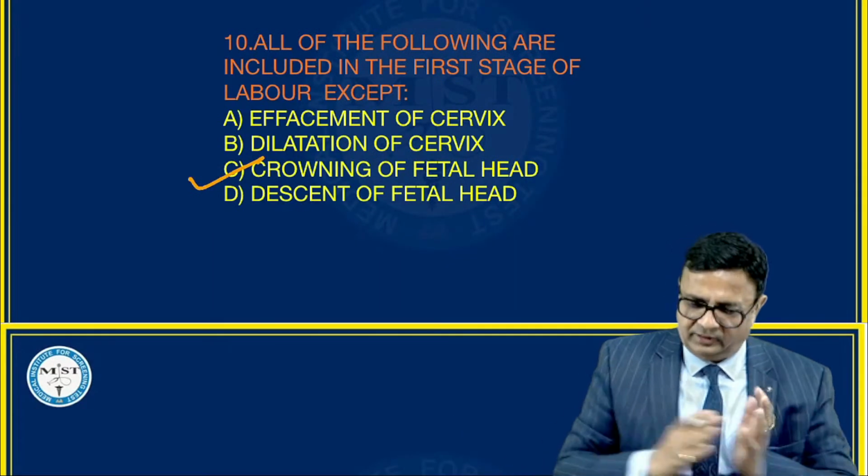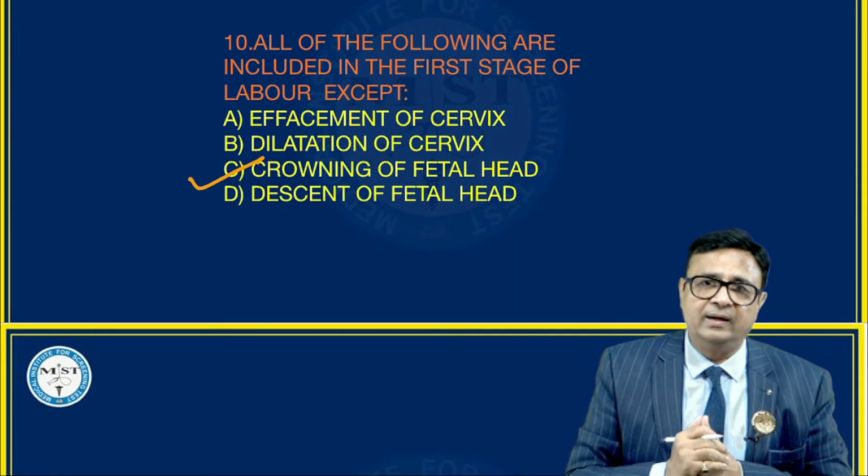So let's come back to our question. All of the following are included in the first stage of labor except. So crowning indicates second stage of labor.